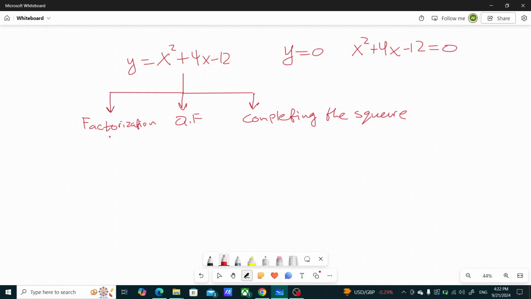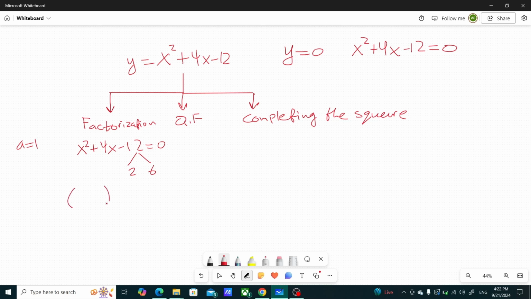Okay, so let's start by solving using factorization. So let's rewrite it: x squared plus 4x minus 12 equals 0. As we all know, this is a case where a is equal to 1, so it's the simple case. First step, I would look into this sign. I find it's a minus. So I will get two factors of 12 that subtract to 4. These are 2 multiply 6. The difference between them is 4.